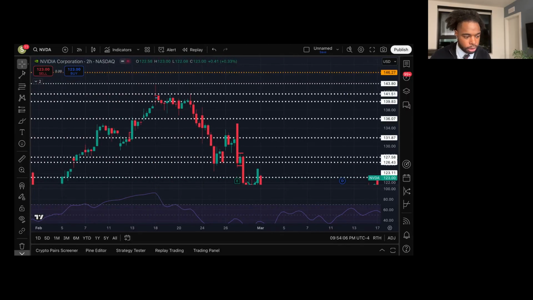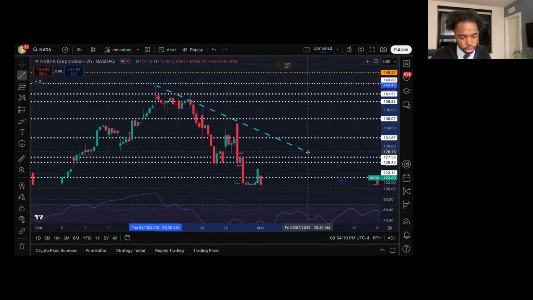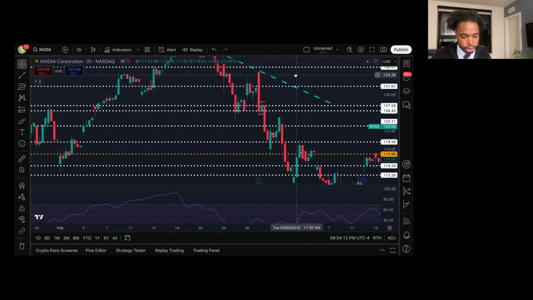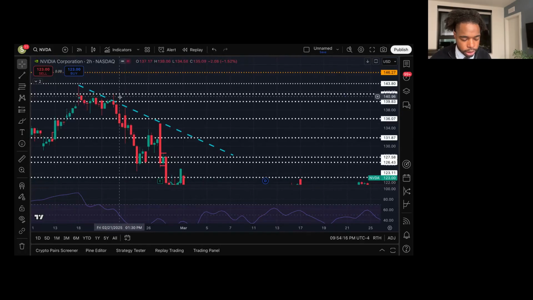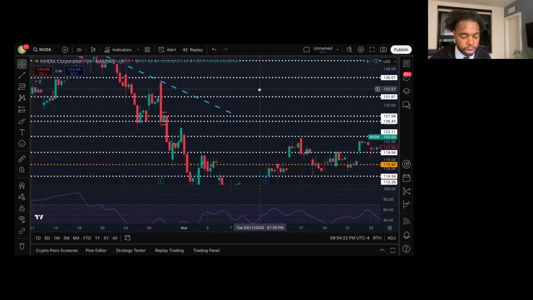So we go from here, and you could basically kind of connect these extremes. Again, it's connecting two extremes, and there's a ton of different ways you can draw it. Some people like to connect the wicks. Some people like to connect the wicks and trend lines and try to tap as many things as possible. I do a mix of both, just whatever makes more sense for the trend.